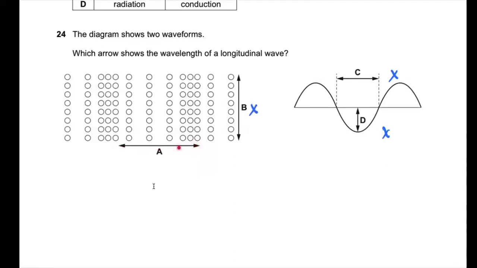These basically show distances between compressions. So this is what we're going for. This is the correct answer.